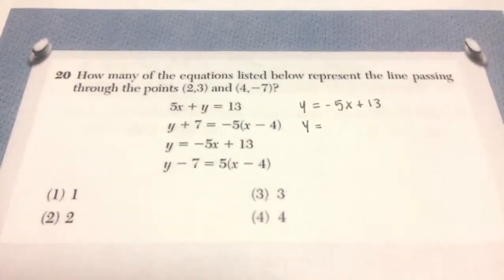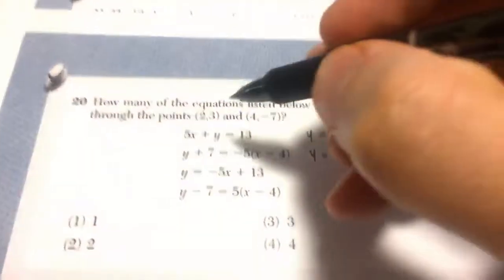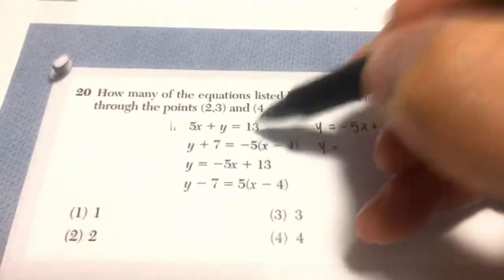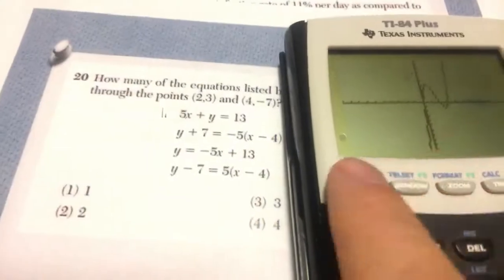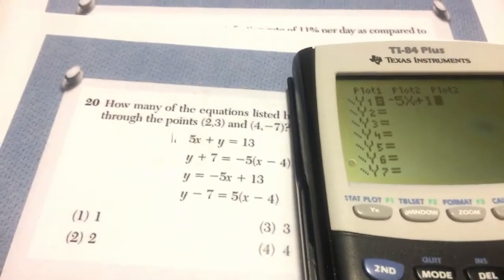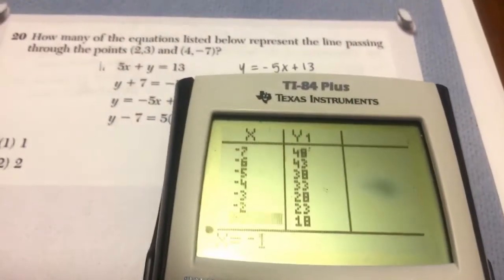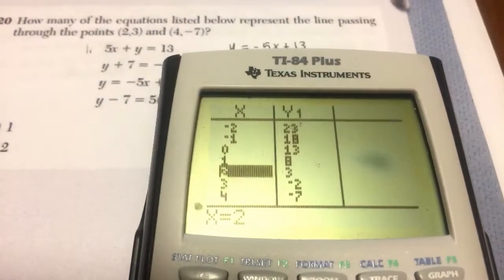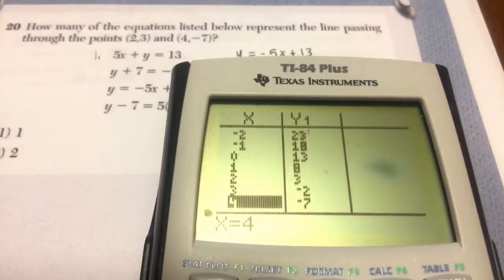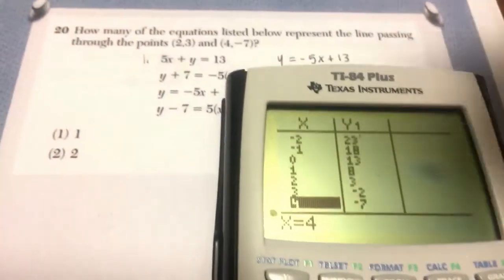For number 20, it says, how many of these equations listed below represent the line passing through these 2 points? To start, I am going to get this first equation in standard form by subtracting 5x, so I get this. So in my y equals, I am going to do negative 5x plus 13, and then I'm going to go to my table. I want to see, does 2, 3, and 4, negative 7. Those 2 points, so I'm going to say yes for this one.